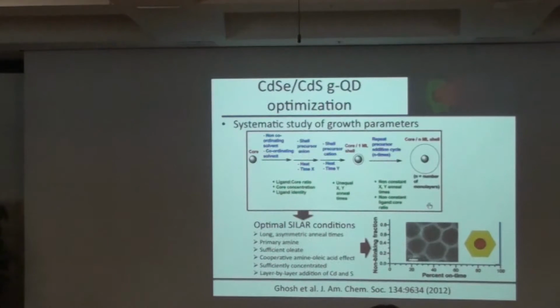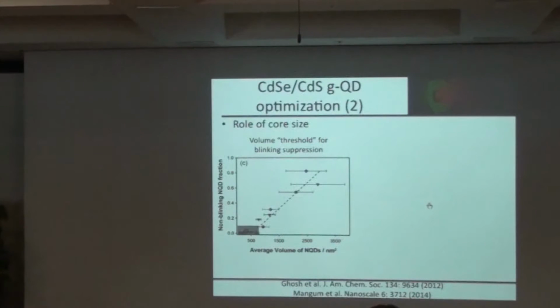And I want to point out, with respect to nanostructure engineering, it wasn't just tweaking precursor choice or ligand dynamics and ligand concentration that allowed us to achieve the optimized giant quantum dot, but actually we found that there was a significant role to the total particle size, so the volume effect. As I show here, we found a volume threshold.